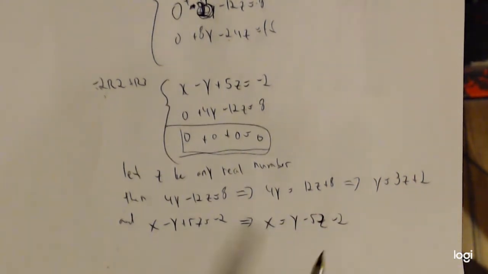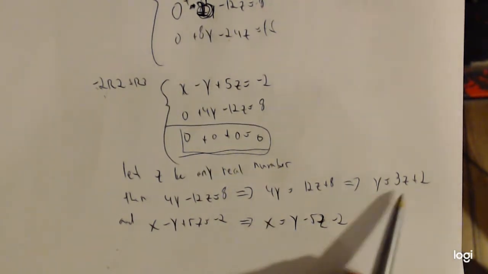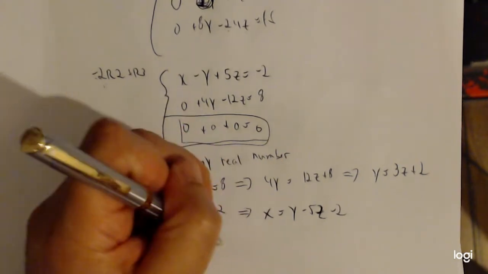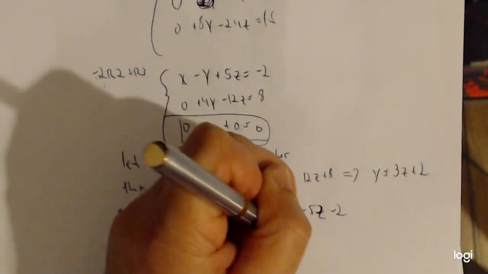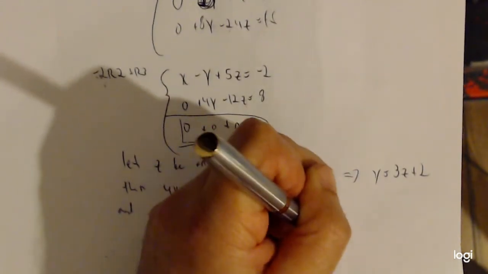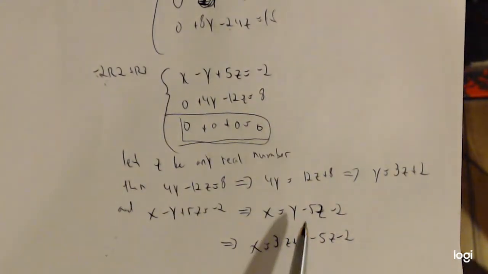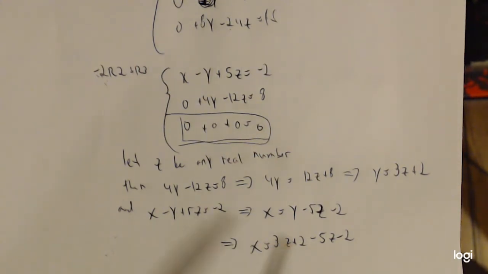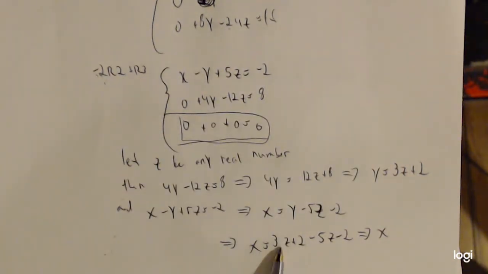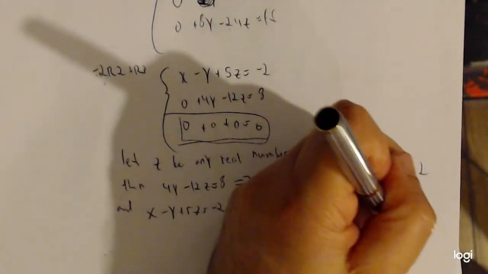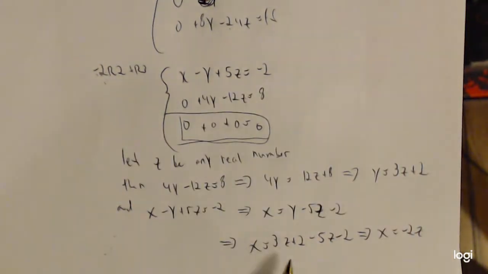But then you say, but wait a minute. I know that y is 3z plus 2, so I could replace that y with 3z plus 2. So this implies x is 3z plus 2 minus 5z minus 2. All I did was replace y with 3z plus 2. Now I could write x strictly in terms of z. So what does that imply? X equals 3z minus 5z, that's negative 2z, and then 2 minus 2, that goes away.